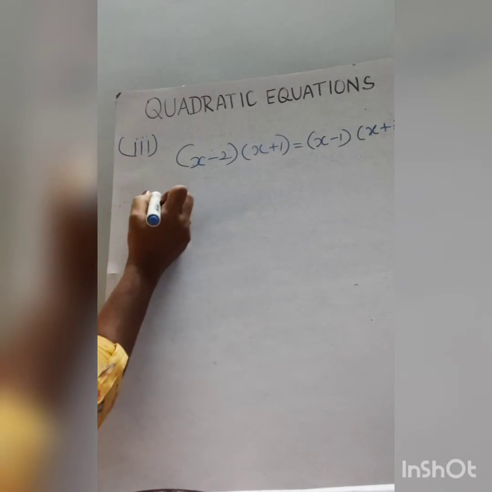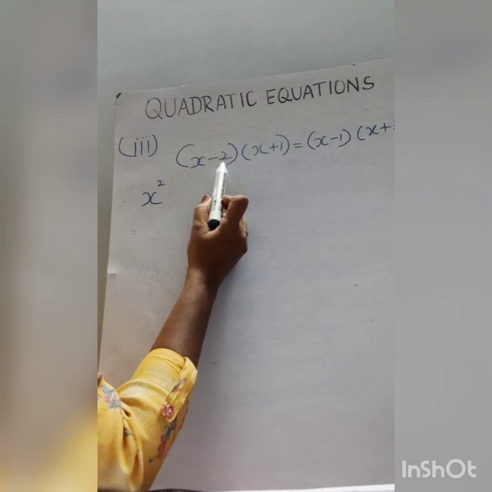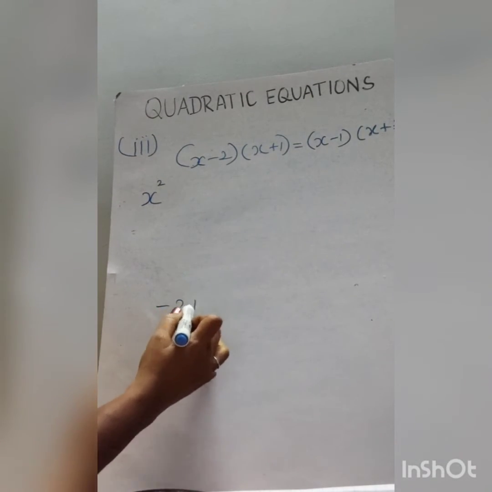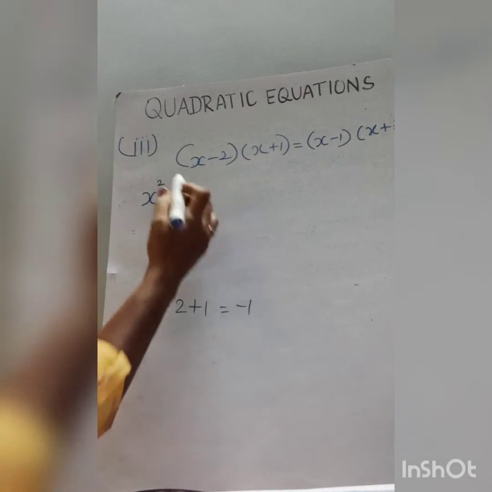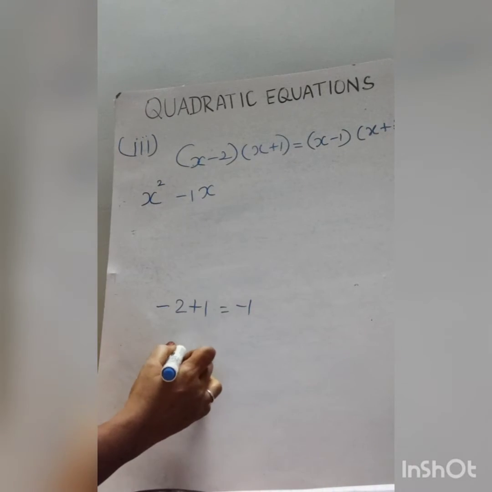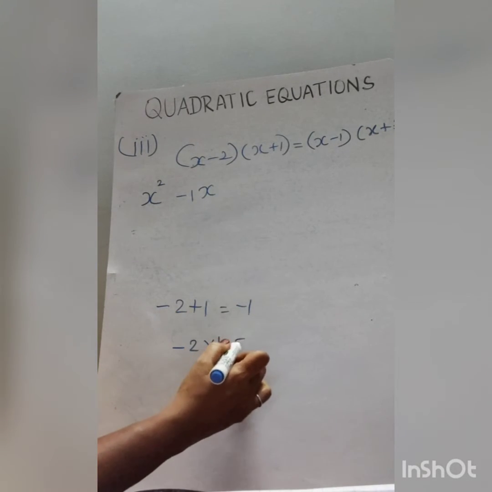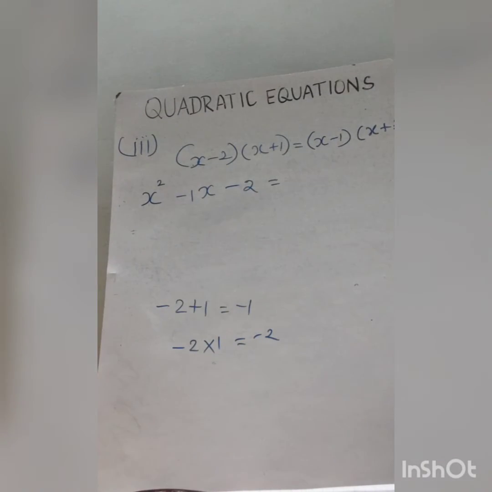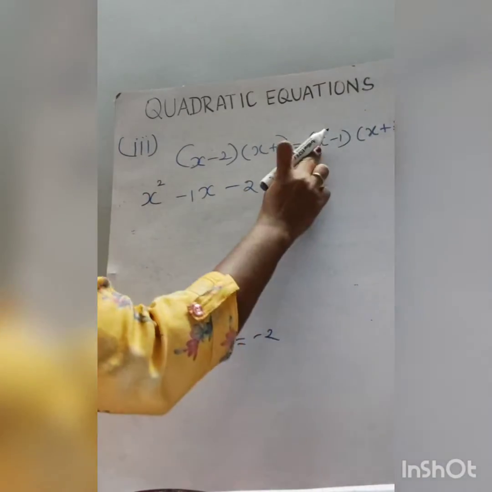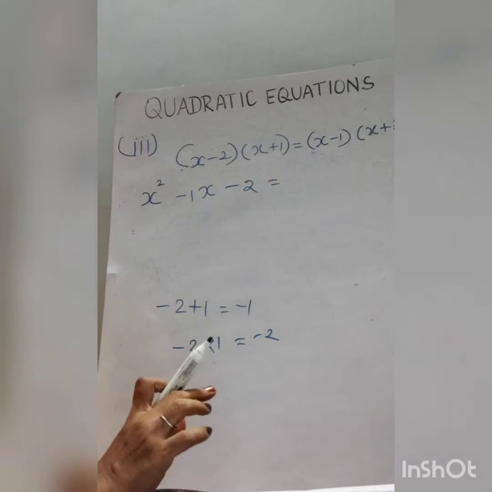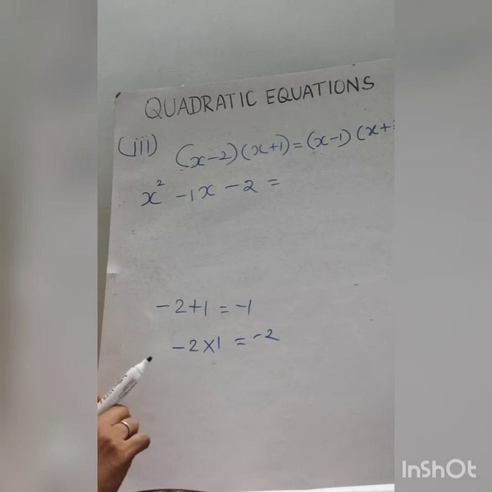So I have x into x, so x square, and you have minus 2 here and 1 here, whose sum, that is minus 2 plus 1, is minus 1. So I can write minus 1 times x, and the product minus 2 into 1, which is going to be minus 2. So this is how we multiply the factors. And similarly, you can even multiply x into x, x into 1, minus 2 into x, minus 2 into 1. Likewise also you can multiply, but this is one of the simplest ways of multiplying.